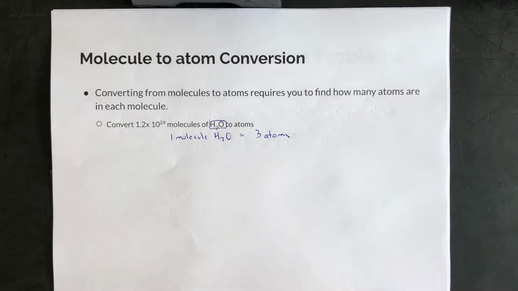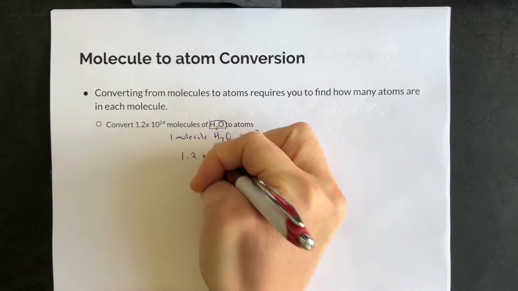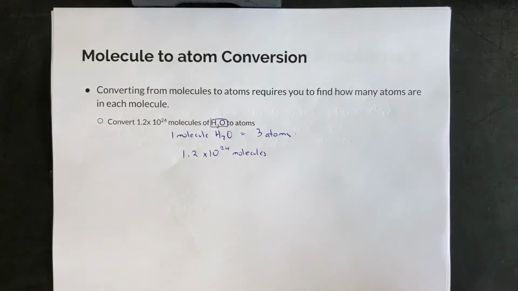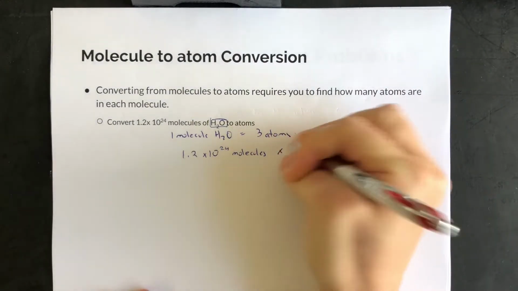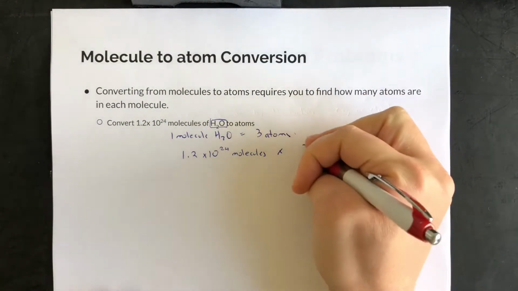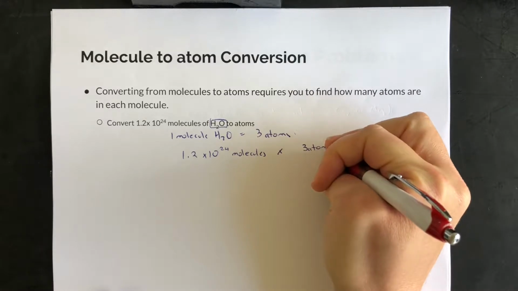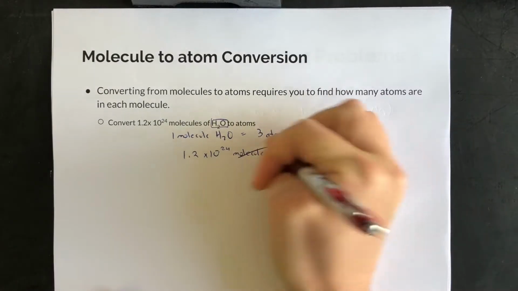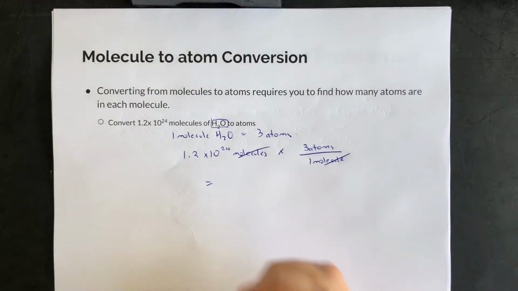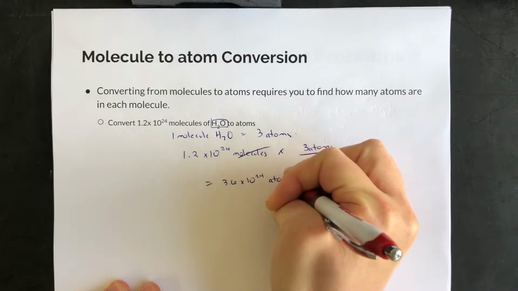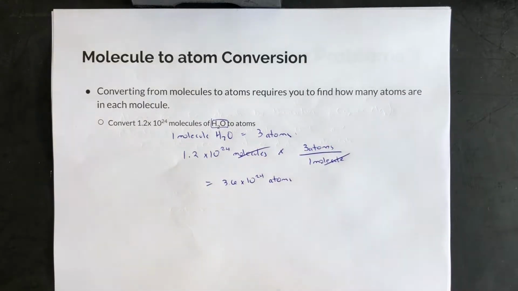We set it up just like we've been doing everything else. So 1.2 times 10 to the 24th molecules is the number that we're given. And then we want to convert that to atoms. So we need molecules to cancel out, so molecule needs to go on the bottom. So when we do the math, we get 3.6 times 10 to the 24th atoms. And that would be your answer.